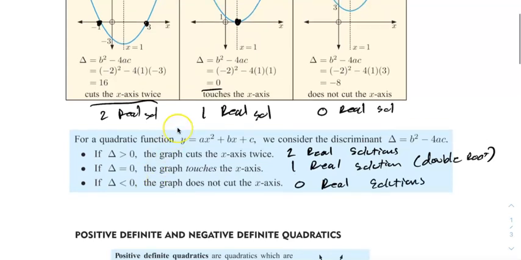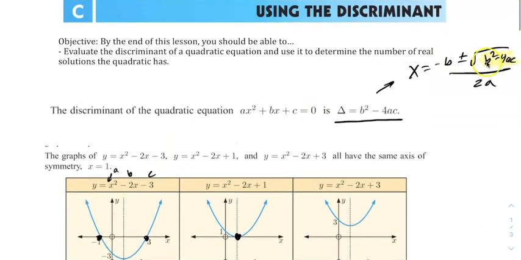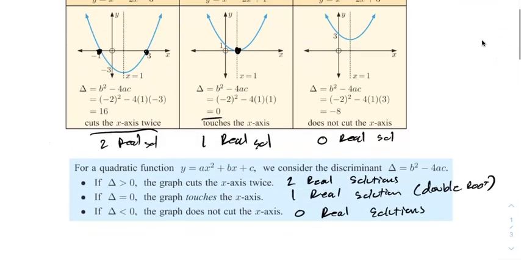And that actually tracks with our quadratic formula. When this is positive, I get a plus and minus of a positive number, so I get two answers. When this is 0, that goes away, and you just have the one answer right here. And when this is negative, you get an imaginary number, so you get two imaginary solutions. So that's where it tracks from.